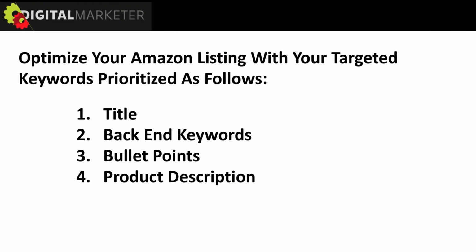Optimize your listing with all your targeted keywords. The priority is title first, then your back-end keywords. These are the keywords nobody sees, then the bullet points, and then the product description. That'll give you the biggest bang for your buck.